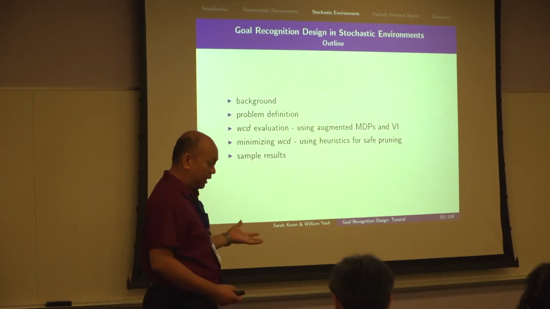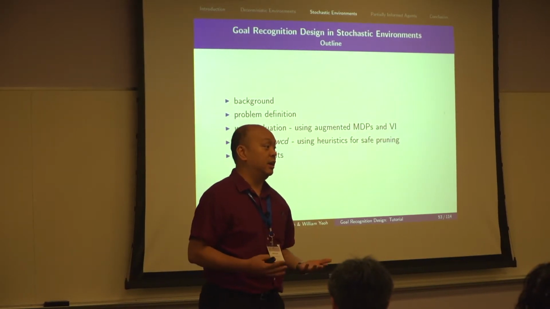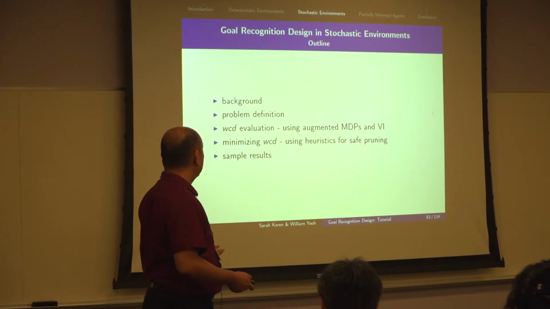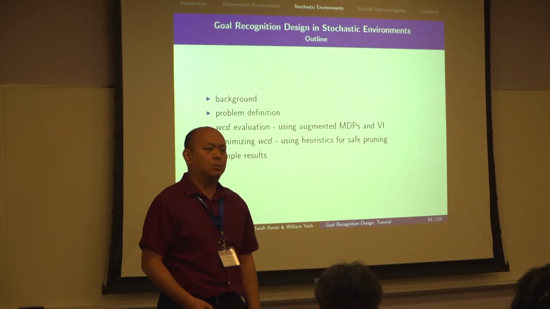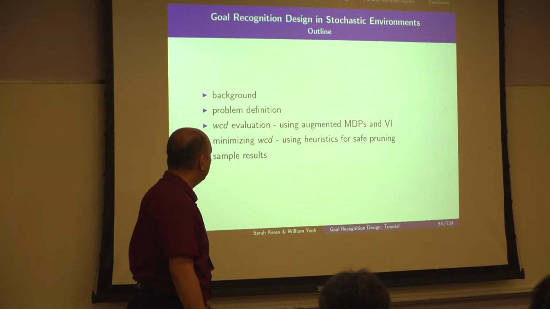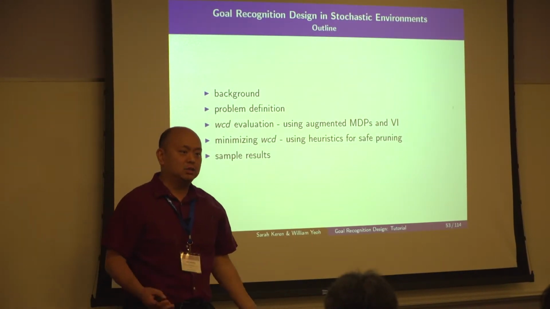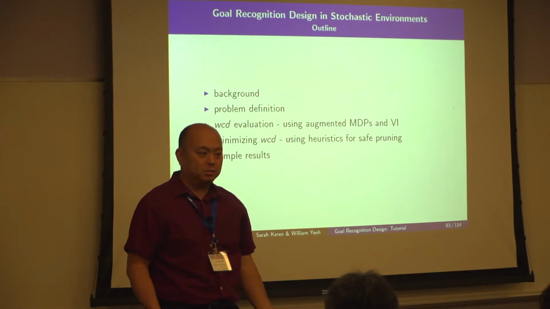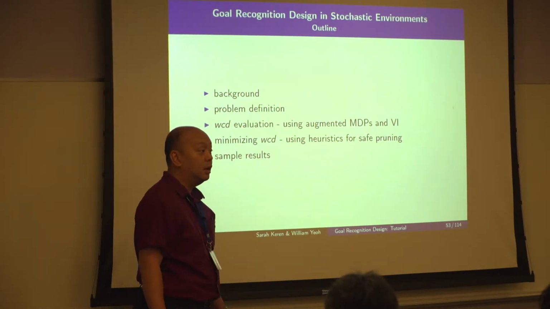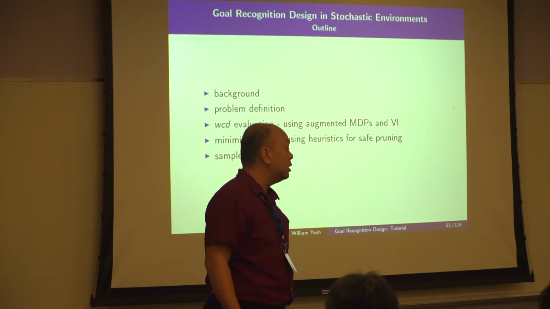And this is the same outline, I guess, as Sarah talked about in the deterministic environment. We'll talk about some background, defining what exactly the problem is, and how we compute WCDs. It's going to be slightly different here, but how you minimize WCDs, the same ideas of pruning and so on, is going to be very similar. And I'll show you some sample results. And as usual, ask questions, right?